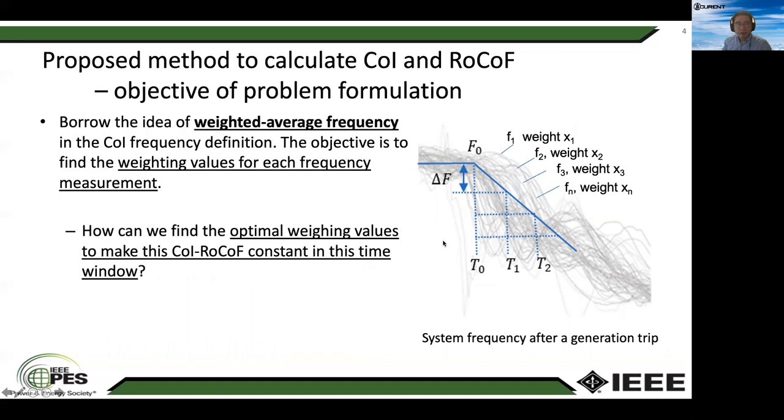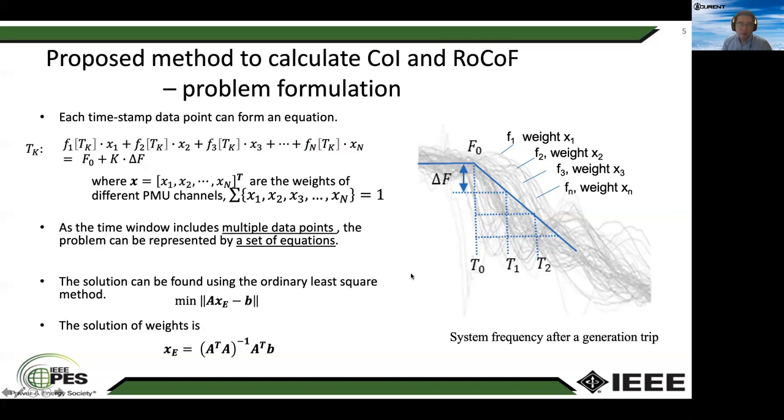And we can borrow the weighted average of the COI frequency definition. The objective becomes to find the optimal weighting values for each frequency measurement. And here's the approach we developed to find the weighting factors of this frequency data. For example, we have n different frequencies, f1, f2, and fn, and we assume n different weighting values for each frequency. And for each timestamp tk, we can have an equation like this.